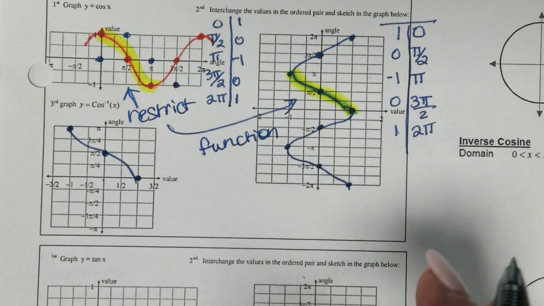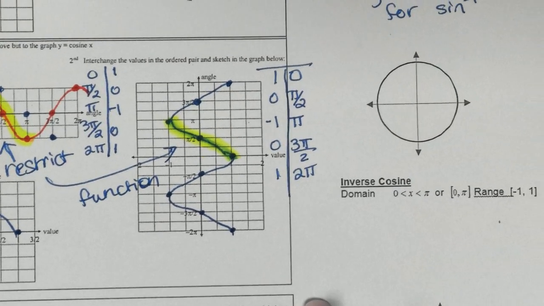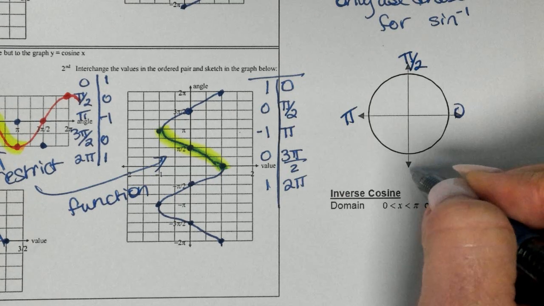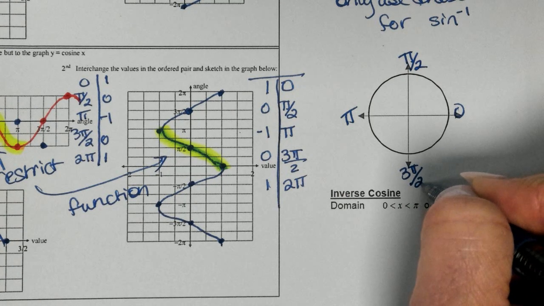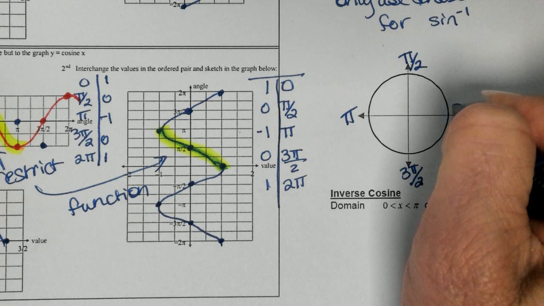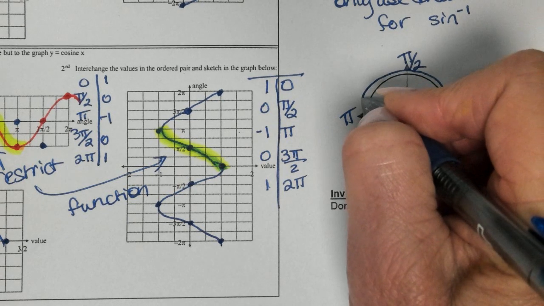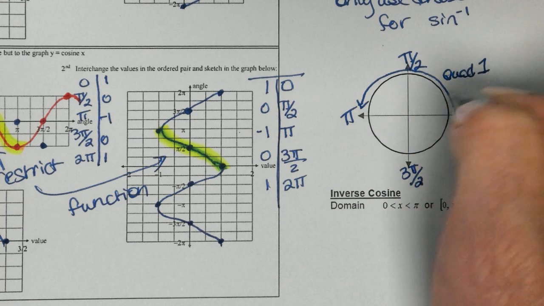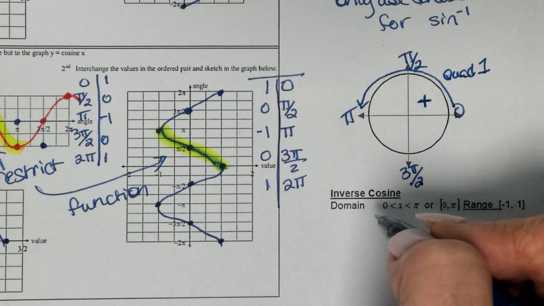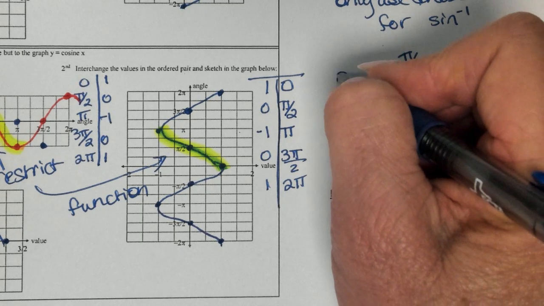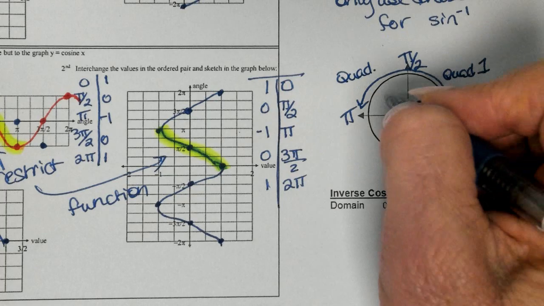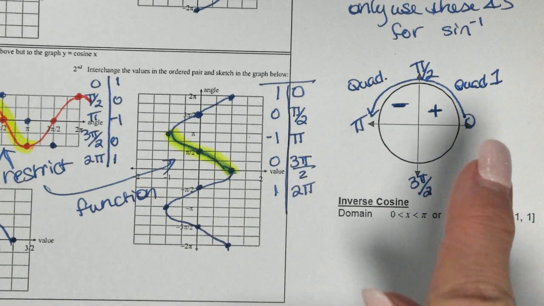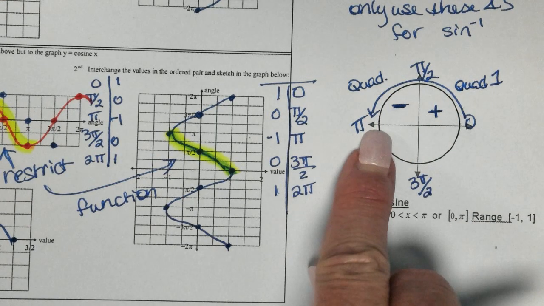Now, when we apply that to the unit circle, 0, pi over 2, pi, 3 pi over 2, we know we're in quadrant 1 and quadrant 2. Quadrant 1 is where our positive ratios are, and in quadrant 2, cosine is negative, so that's where our negative ratios are. But we are restricted to just use these.